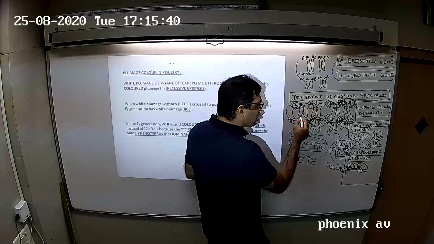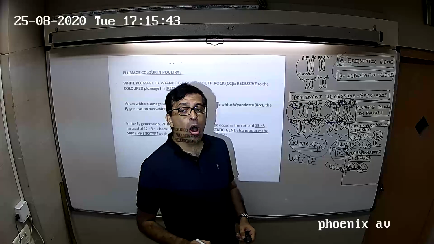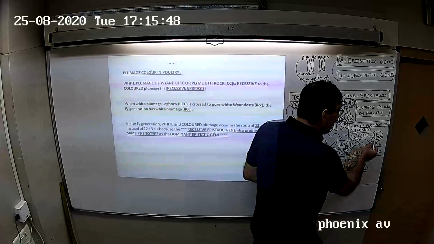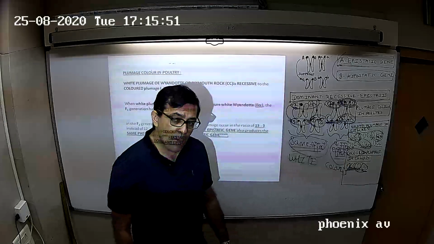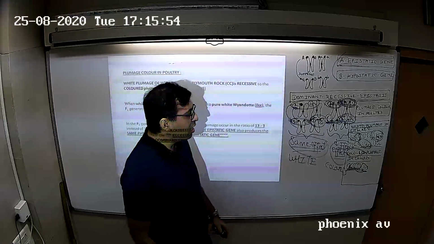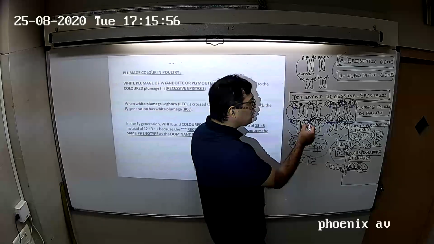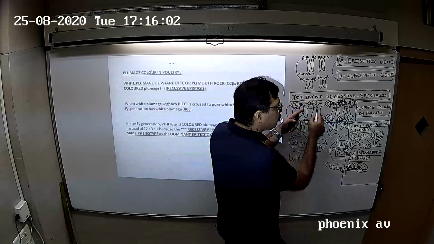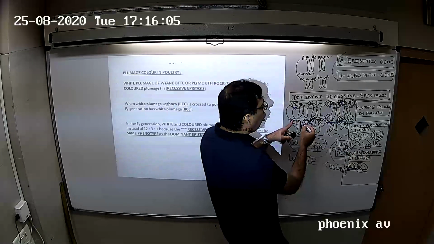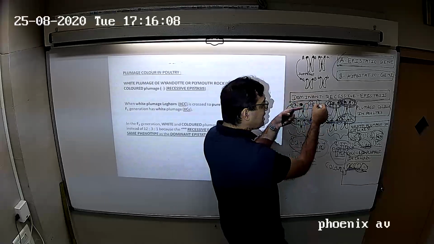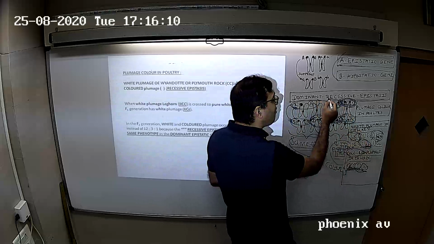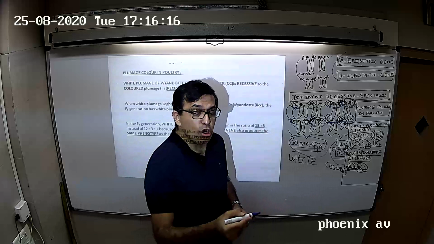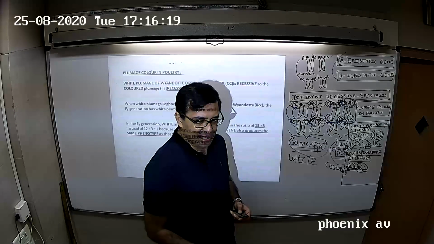Capital I, small c. Dominant epistatic produces white. Or small c over small i. What will it still produce? White. Because of recessive epistasis. Because of dominant recessive epistasis.